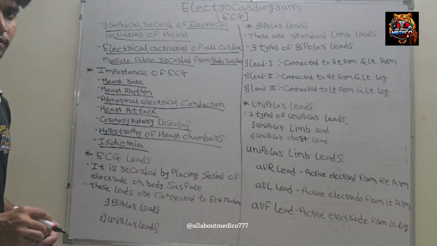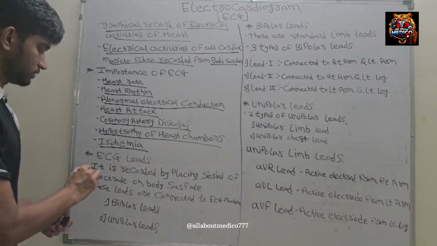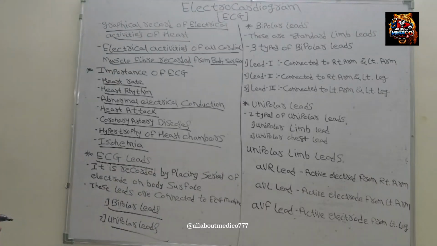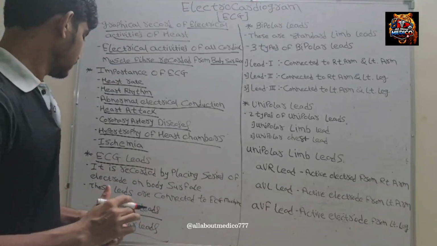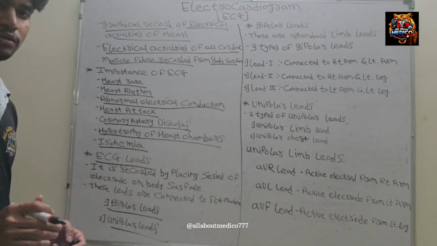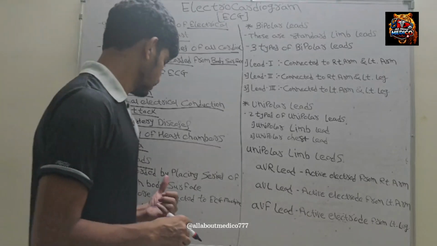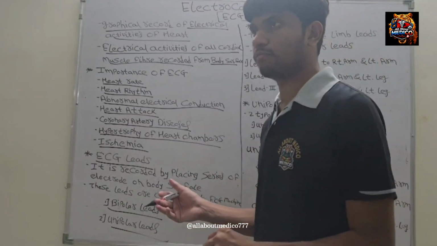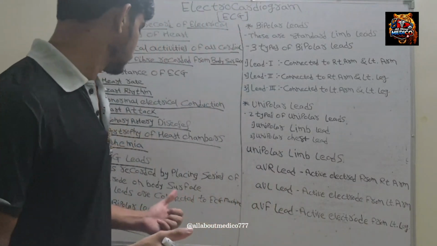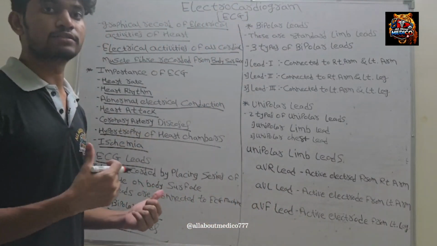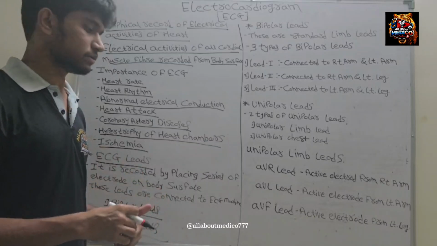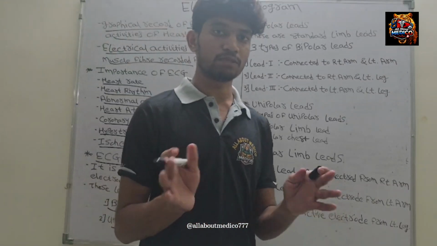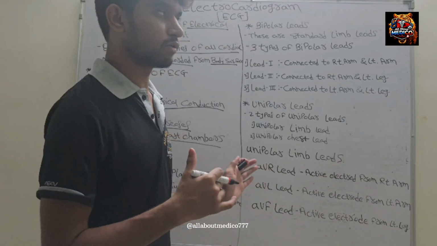In ECG there are two types of leads, unipolar and bipolar leads. Leads means a basic series of electrodes placed on the body surface to record the electrical activity of the heart. These electrodes are placed on the body surface, and these leads are connected to the ECG machine, the electrocardiograph machine. The record is also called an electrocardiogram.